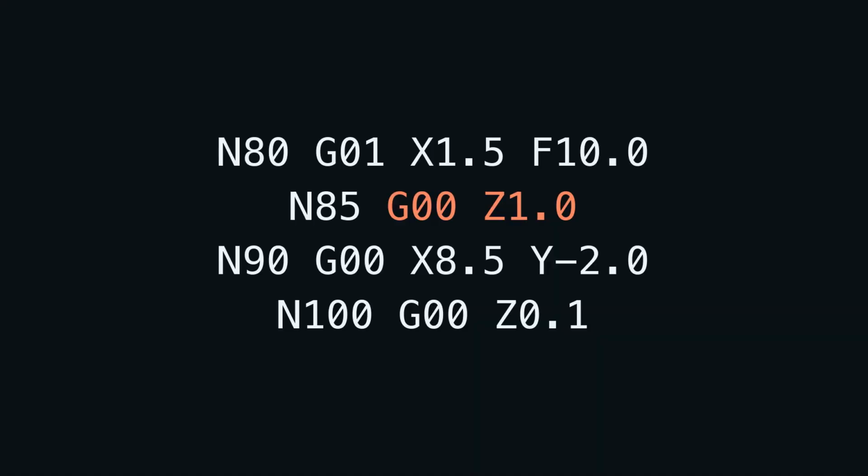The fix is boring and it works. Break the retract into its own block. Z up to safe height first, on its own line. Then rapid in XY. 2 blocks. 0 ambiguity. Like this. Z goes to 1 inch above the work on its own line. Then the XY rapid. Now no matter what the dogleg looks like, the tool is already above every obstacle.